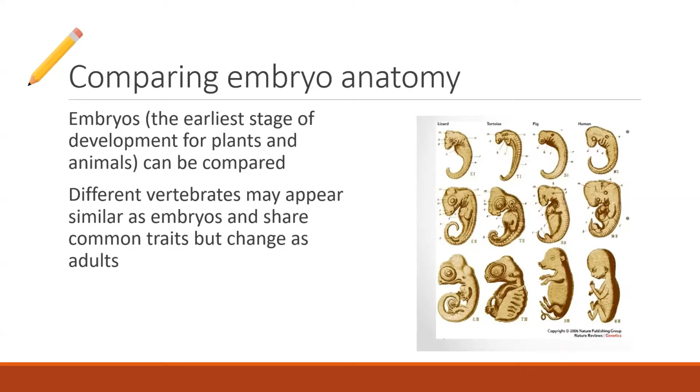embryos of all birds look very, very similar. Embryos of all lizards look very, very similar. So you can actually get an idea. Have a look at this top row here. In this top row, we have a lizard, we have a tortoise, we have a pig, and we have a human. Now, these look relatively similar.